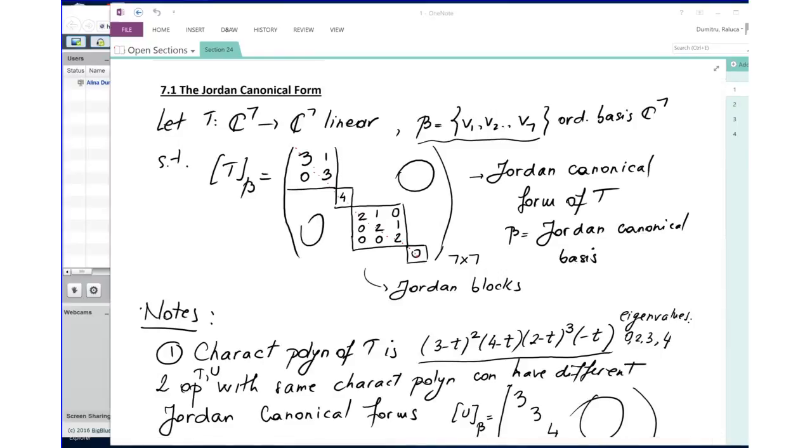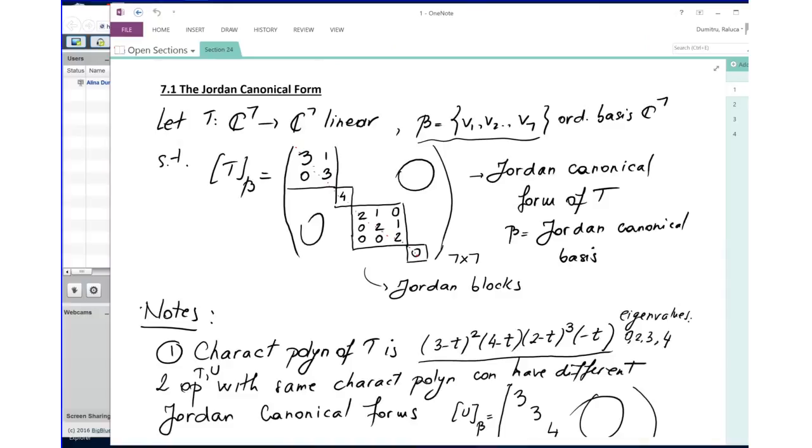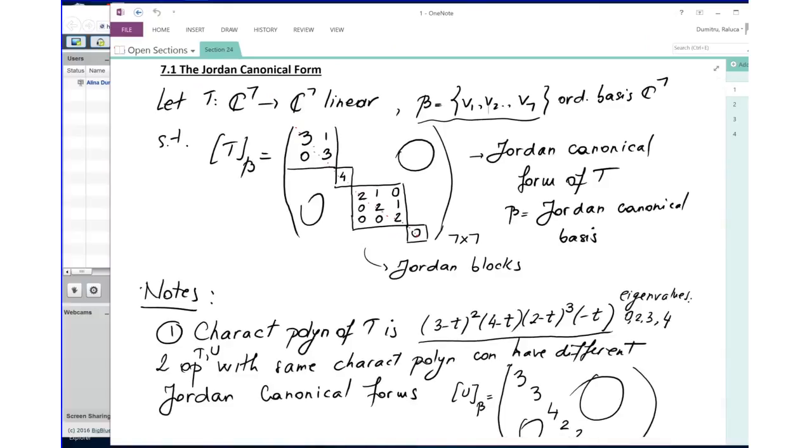So we started the Jordan canonical form. Just to remind you what we discussed last time, the goal here is that, having a linear operator T from C7 to C7, we want to find a basis for the space V such that the matrix of T in that basis looks like this, which is called the Jordan matrix. These are Jordan blocks. So basically what we're looking for are those kinds of blocks arranged on the diagonal.